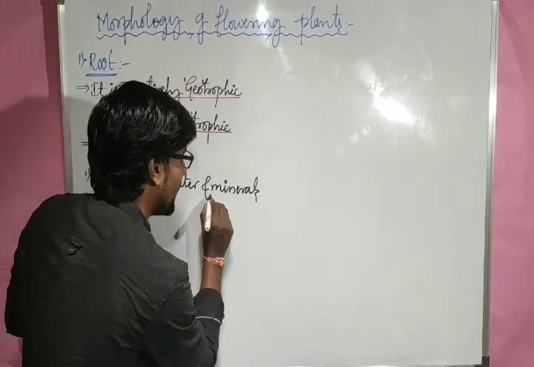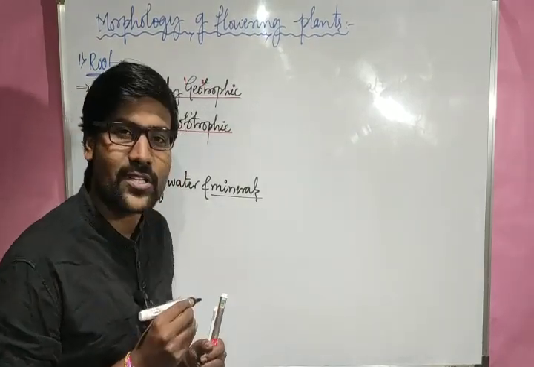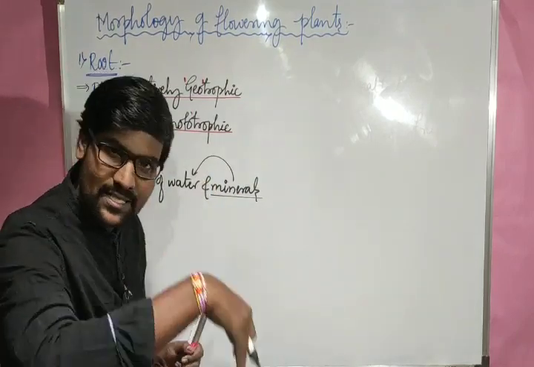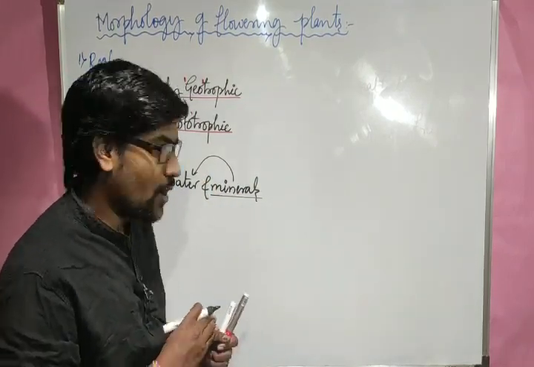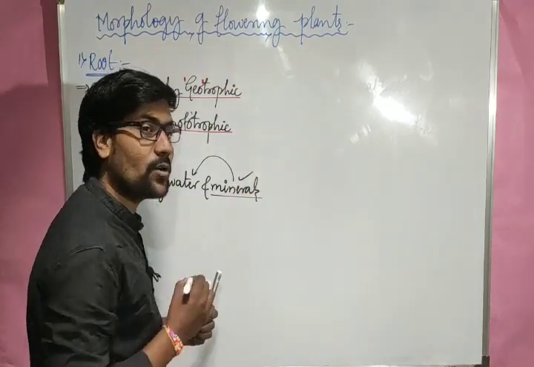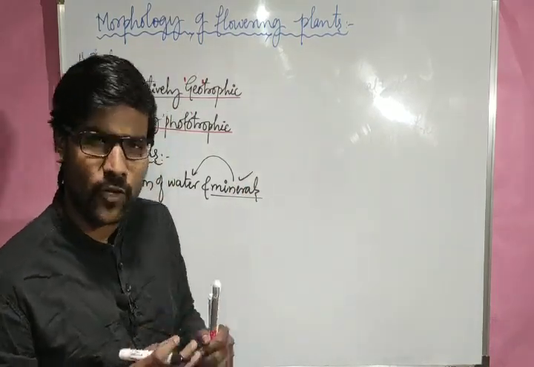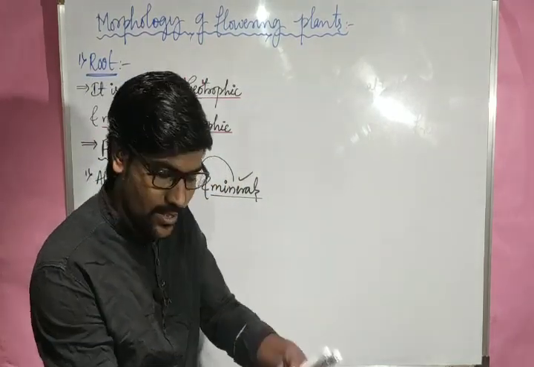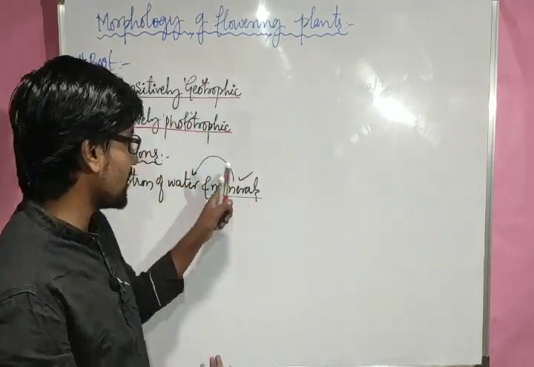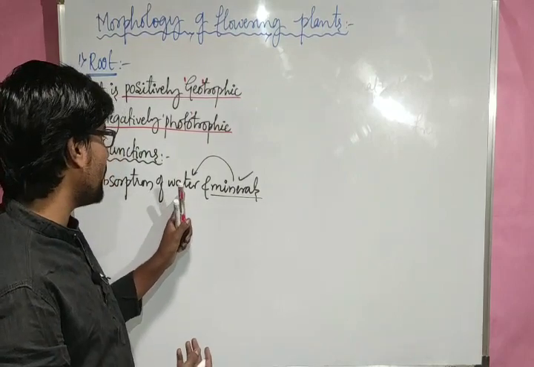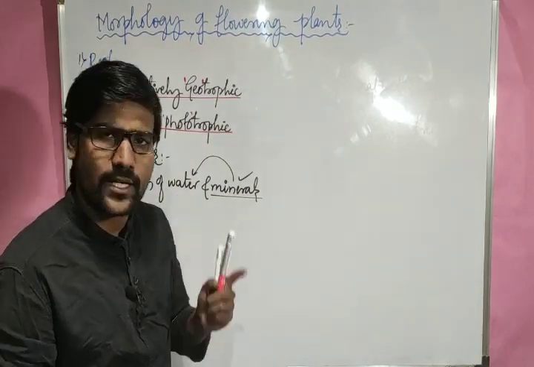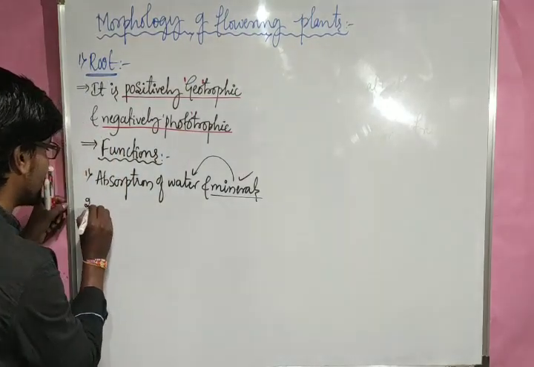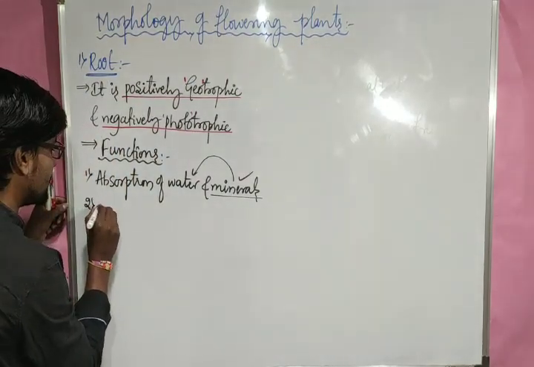The thing is, minerals we call lavanamsha in Kannada. Minerals are already dissolved in the water present in the soil. Now plants need minerals for their growth, for their development, for their survival. They need minerals which are there in the soil. Those minerals are dissolved in the water, and that kind of water is absorbed by the root. It's a major process.